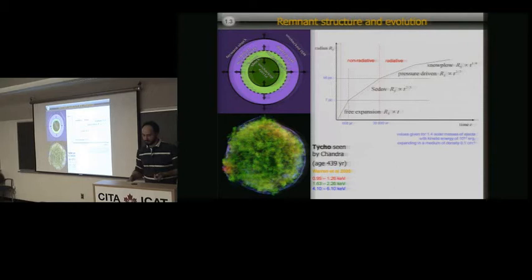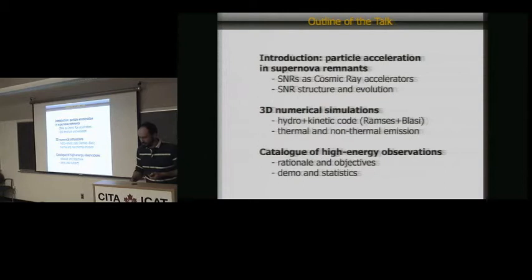And okay, so this is the hot shocked medium in green, and also notice this thin blue ring around the remnant. This is the location of the forward shock, which is traced by electrons accelerated at the blast wave. And when you try to model this object, you see that it does not match purely hydro models, and there is some energy that is missing. And we believe it's gone into cosmic rays. So this is what we are trying to simulate with numerical models.